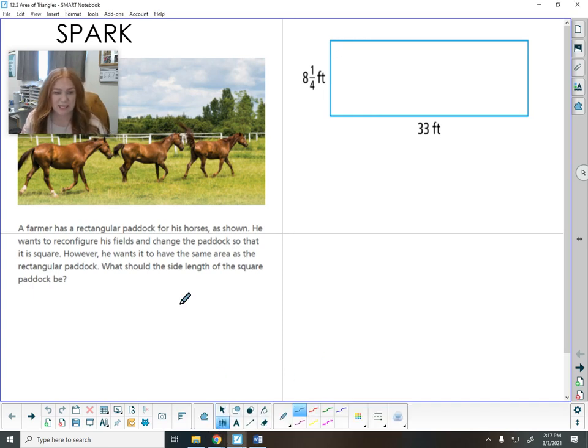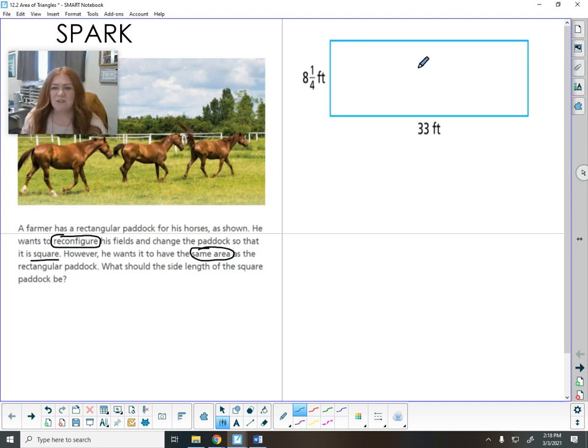It tells us that a farmer has a rectangular paddock for his horses, 8 and 1/4 feet by 33 feet. He wants to rearrange his fields and change the paddock so that it is a square. He wants it to have the same area, so his horses don't have a smaller or bigger area. He wants that area to stay exactly as it was. What would the side of the square paddock be?